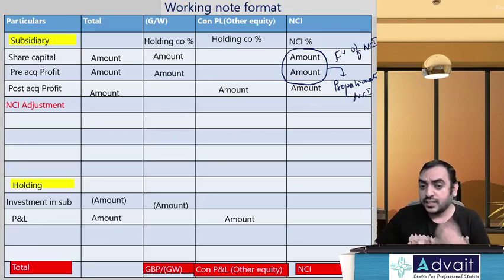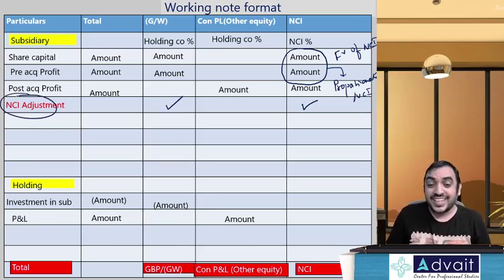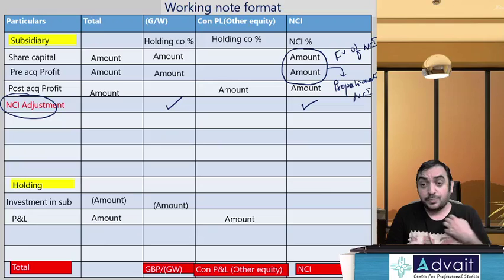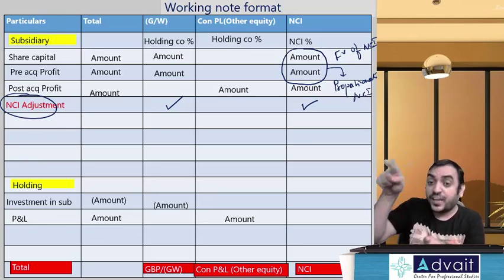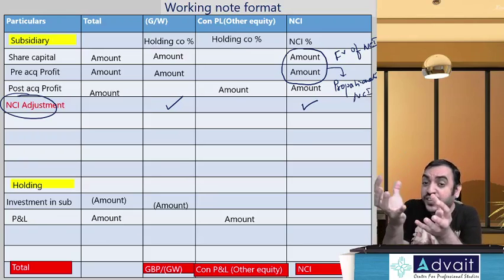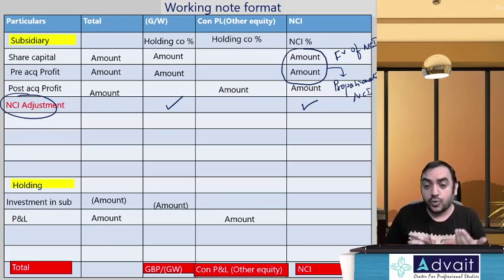Fair value of NCI, that amount you adjust in the NCI column as well as the goodwill column. I call it NCI adjustment. This is not there in the textbook. This is my introduction for this format. My format will be reflecting NCI at proportionate NCI basis. If I want NCI at fair value basis, I need the differential amount, which I am calling NCI adjustment. Now, what should happen to this?